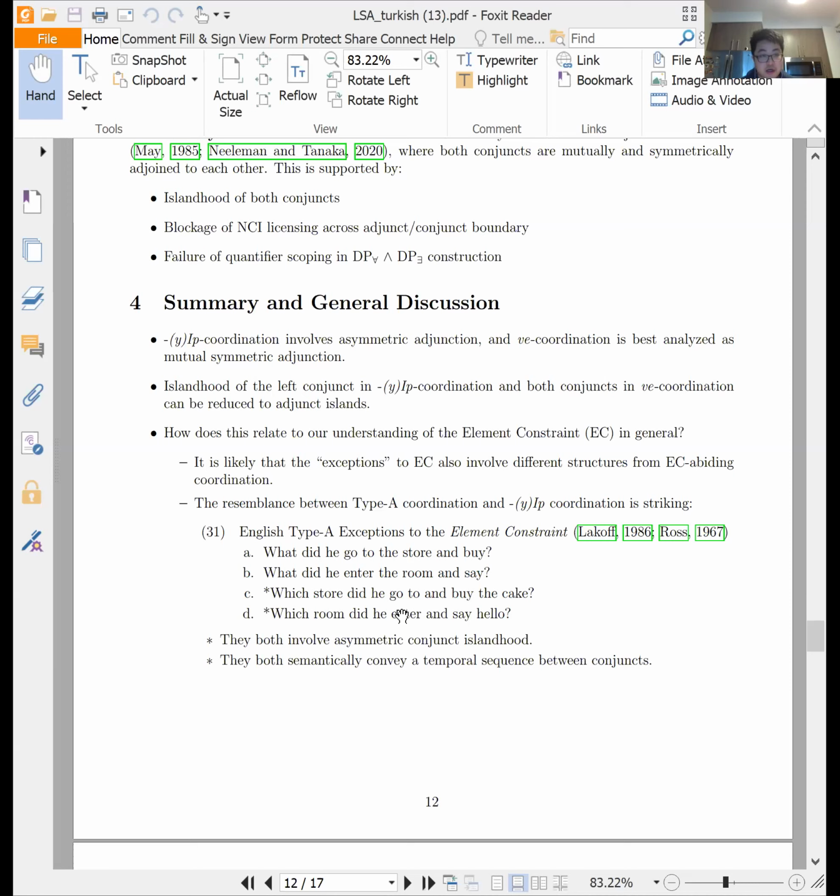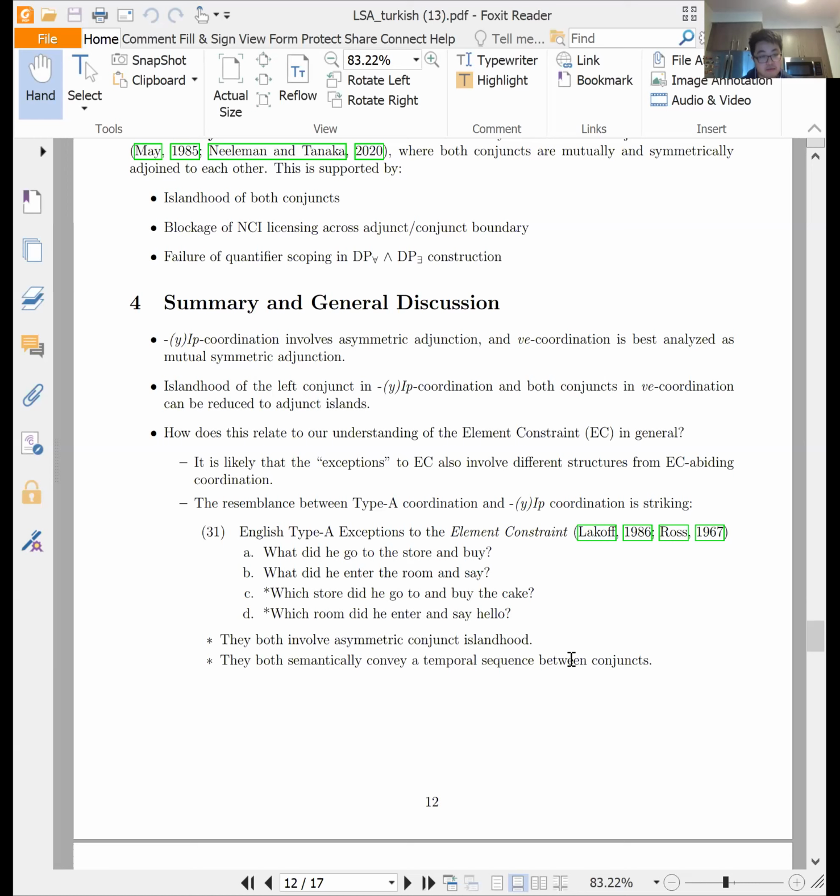So examples are, what did he go to the store and buy? What did he enter the room and say? These are quite intriguing exceptions. We see that extraction from the right conjunct is possible. It has been generalized that extraction from the left conjunct is not possible. Which store did he go to and buy the cake? Which room did he enter and say hello?